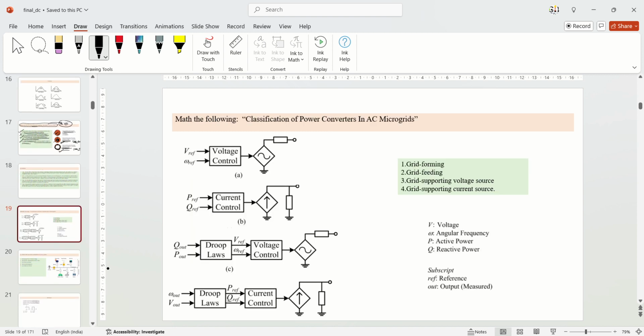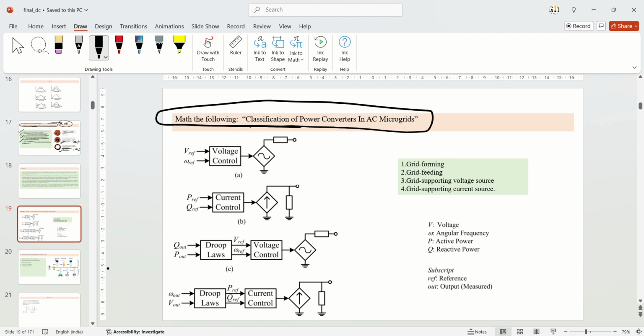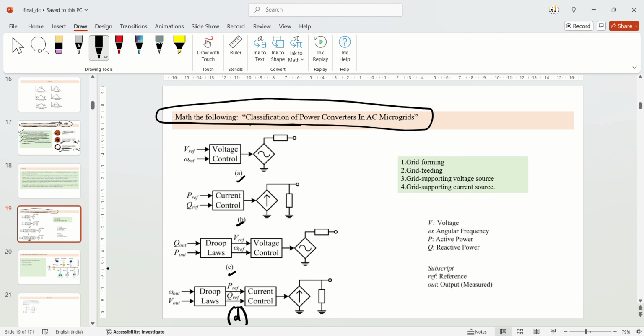Next question is related to the classification of the power converter in the AC microgrid. Here certain topologies are given. This is one topology, second topology, C is a different topology, D is another topology. And on the right side you have been given four options: whether it is grid forming, grid feeding, grid supporting voltage source, grid supporting current source. Just match which from the left side matches to the right side correctly. I'm giving you a few minutes to solve this question.